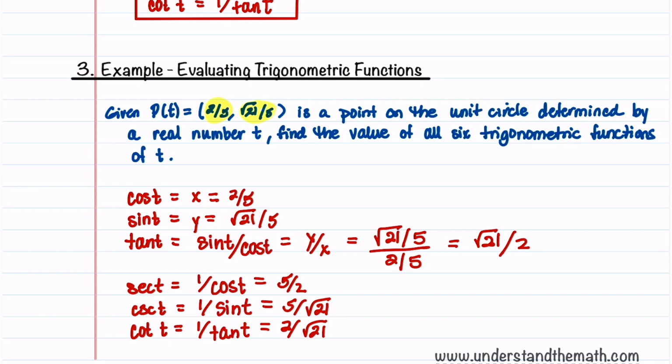In evaluating these types of trigonometric functions, the starting point is to realize that x is equal to cosine t and y is equal to sine t.